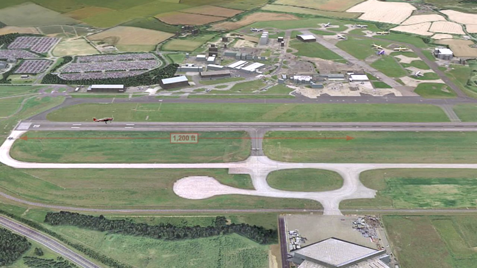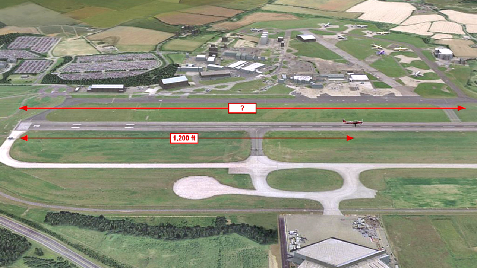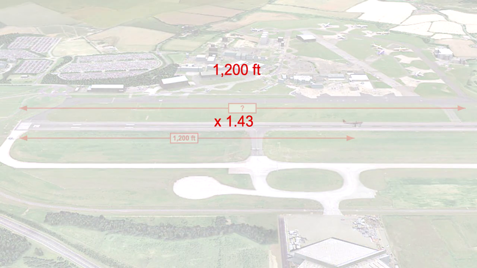There is another way to look at the landing requirement. If the landing distance of the aeroplane is calculated to be 1,200 feet, what is the minimum length of the landing distance available which will allow a pilot to comply with the 70% rule? In this case, we simply multiply 1,200 feet by 1.43. This gives us an answer of 1,716 feet. Therefore, the landing distance available must be at least 1,716 feet long.